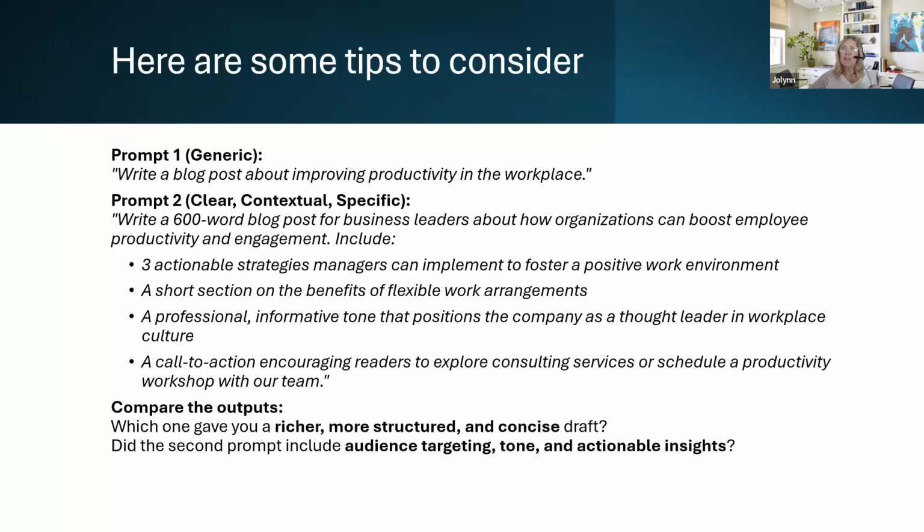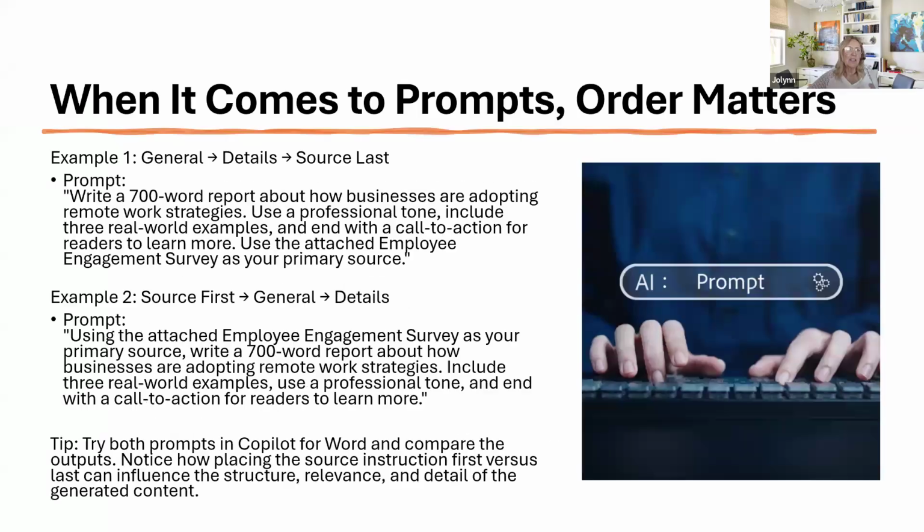So you really want to be thinking about the prompts that you're giving the system. Generic doesn't really cut it sometimes when we're working with Copilot. We really want to be more clear, contextual, and give it specific information. When we compare the outputs, the second option was much better. When it comes to prompting, the order that you put things in the prompt can make a difference as well. I never really stopped and thought about that.